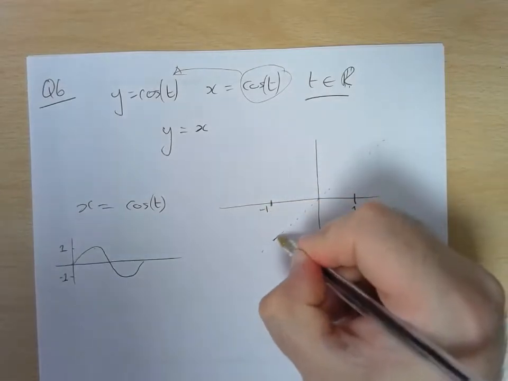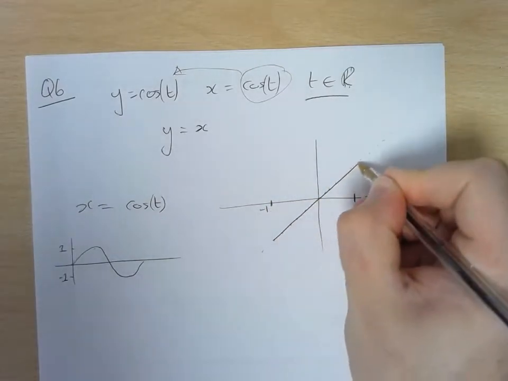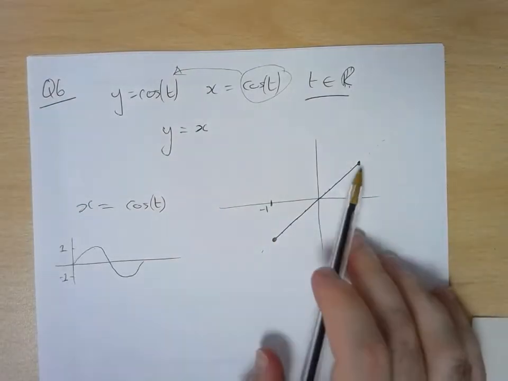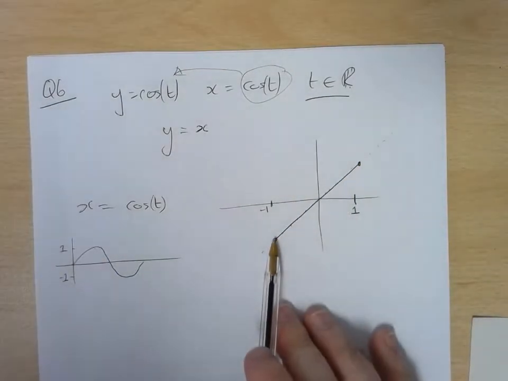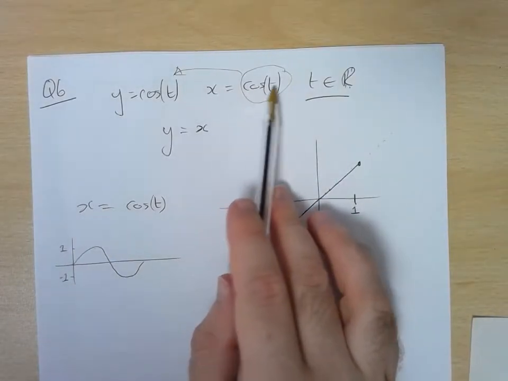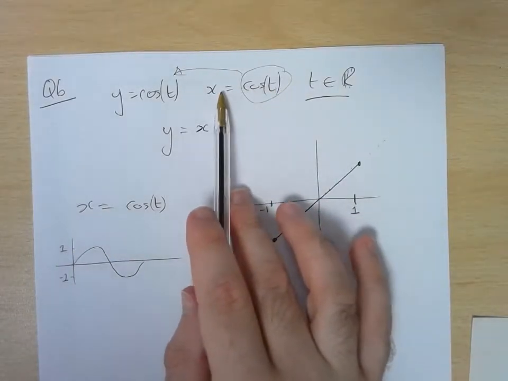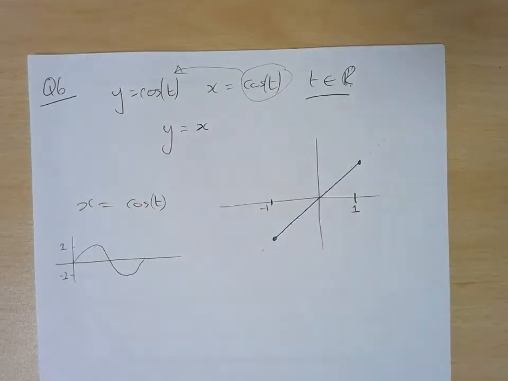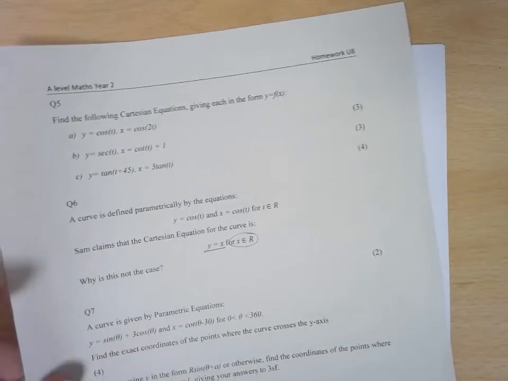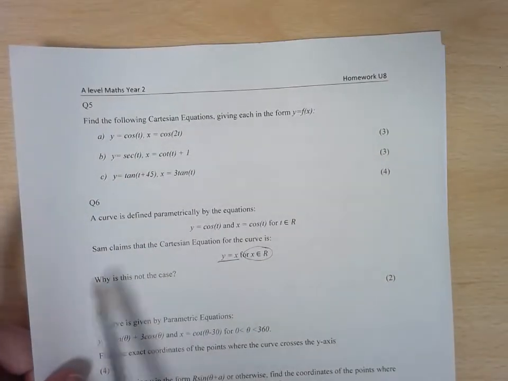So actually this is the line y equals x, but it stops at 1 and minus 1, because this cos value for x can only get as big as 1 or as small as minus 1. So it's actually this bit here that is the problem. We're asked to explain why this is not the case.